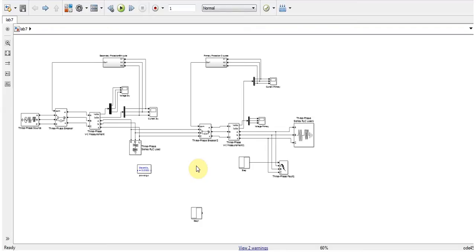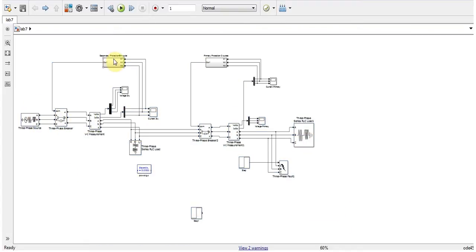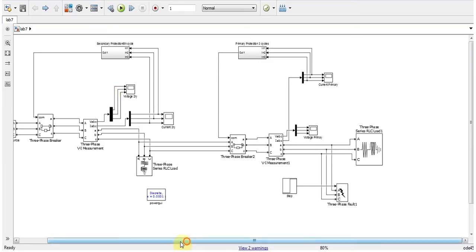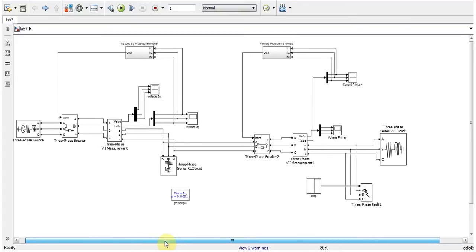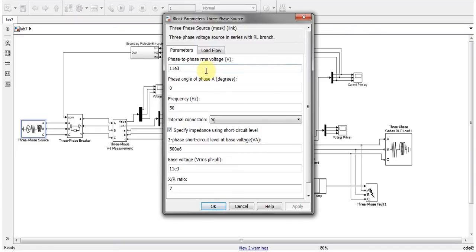So first of all, I will explain the circuit of this main block, then I will get to these primary and secondary protection relays. Actually, here's my main circuit. We have a three-phase source, with 11 kV voltage, 50 hertz frequency, and base voltage is also 11 kV.